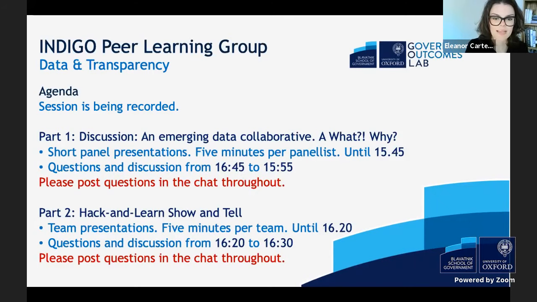talking us through what that might mean. And then in the second half of the session, my co-chair, Corey, will lead us through a section that talks about the Hack and Learn. The Hack and Learn show and tell is something that's been running since Thursday last week.